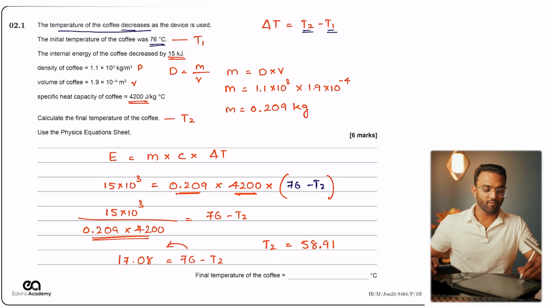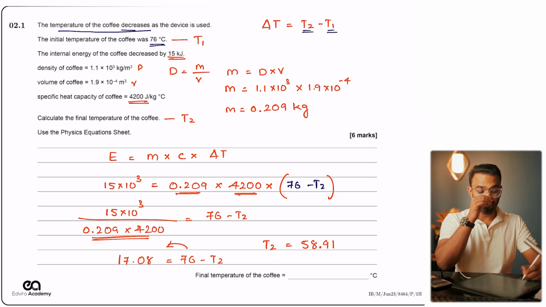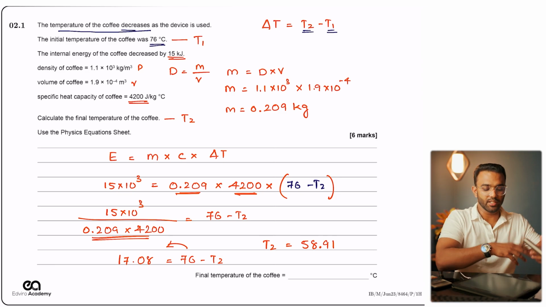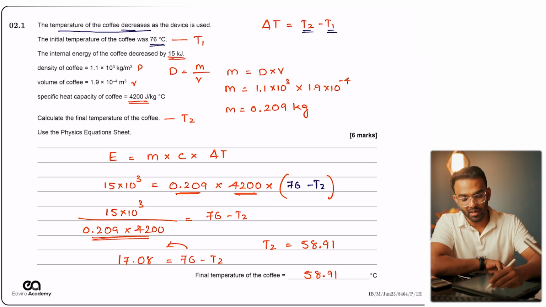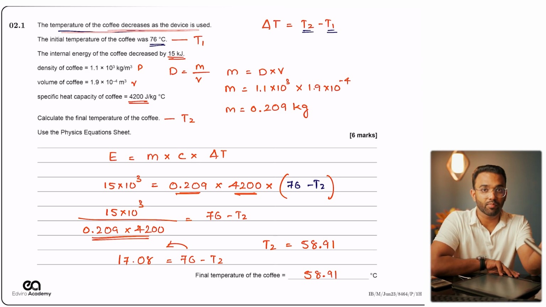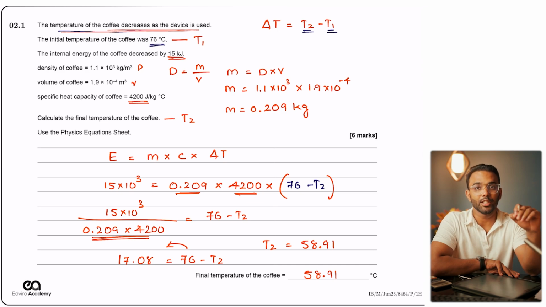Okay, so the final temperature of the coffee after it is losing some energy is 58.91. Remember, we are losing the energy, therefore the final temperature must be lower than the initial temperature. So that's how we solve this question, guys.